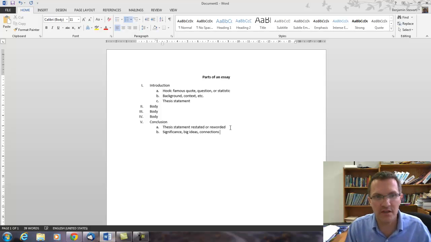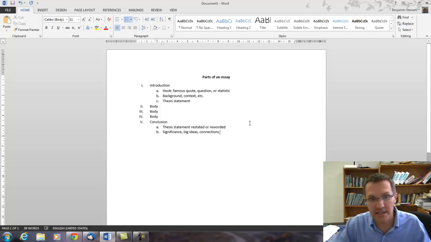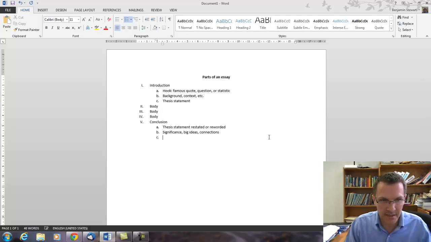So think of the conclusion after you've restated your thesis statement as looking forward as to how someone can benefit from knowing this information from your essay, and what might be the broader scope of this idea in other contexts in future experiences. And then the final sentence of your conclusion paragraph will be the concluding statement.